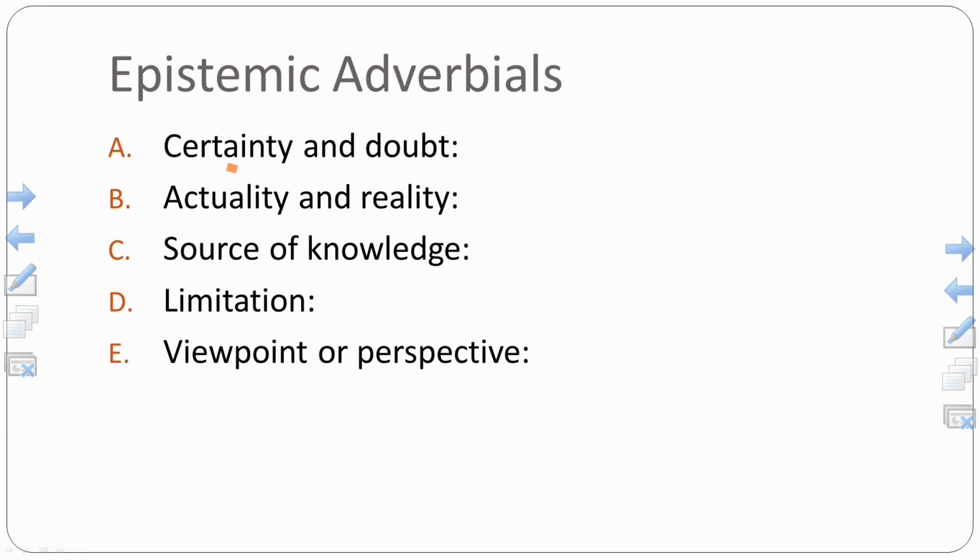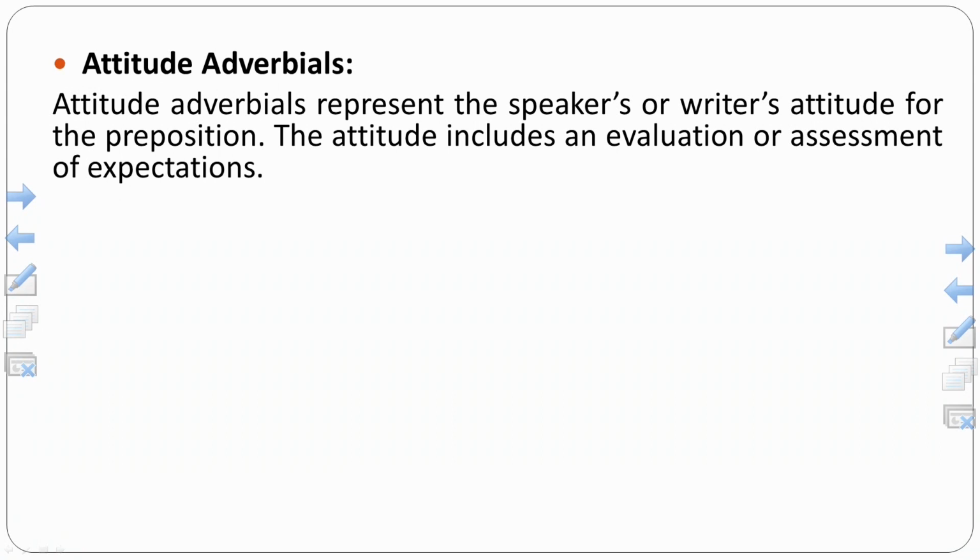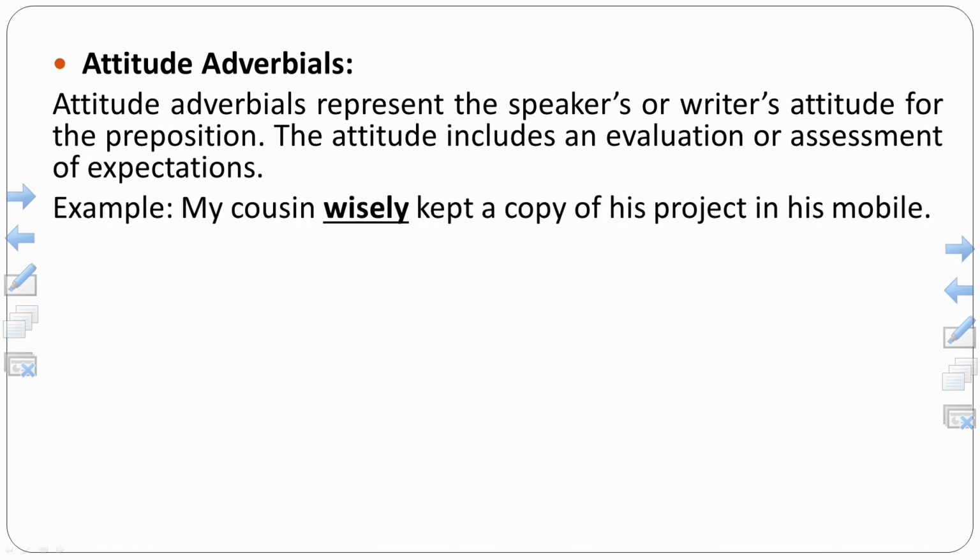Now if you look at the other one, that is attitude adverbials. So attitude adverbials represent the speaker's or writer's attitude or position. The attitude includes an evaluation or assessment of expectations. For example, my cousin wisely kept a copy of his project in his mobile.